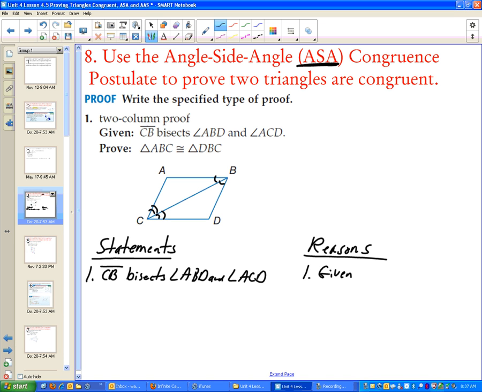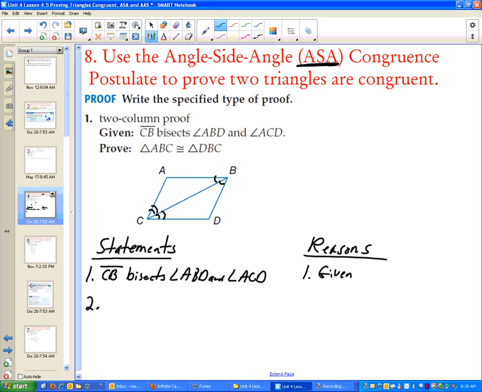Oh, by the way, do you see where we're going with this now? Because segment BC is included between those angles in each of those 2 triangles, isn't it? So that's how we're going to get the angle side angle. So we figured it out. Now we got to write it.